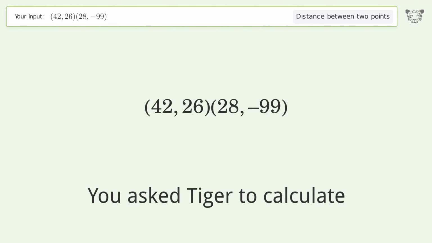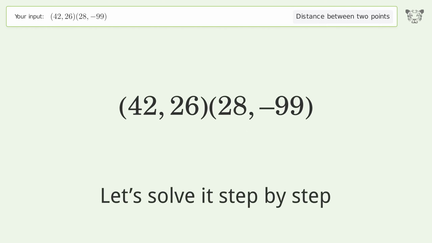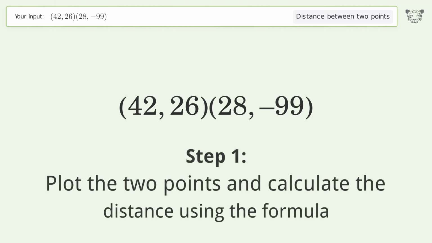You ask Tiger to calculate. This deals with the distance between 2 points. The distance between the 2 points is the square root of 15,821, or 125.782. Let's solve it step by step. Plot the 2 points and calculate the distance using the formula.